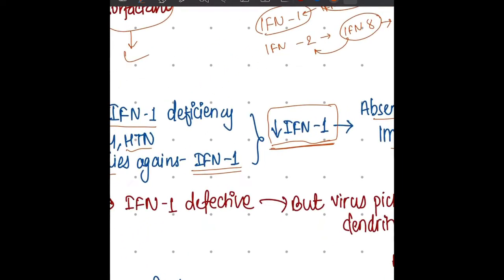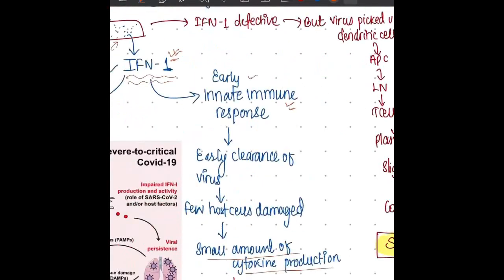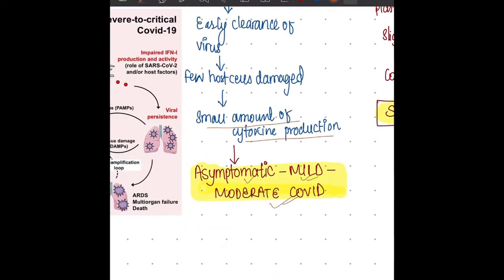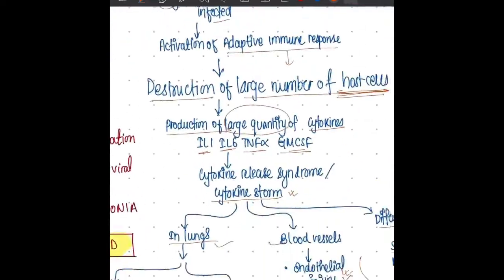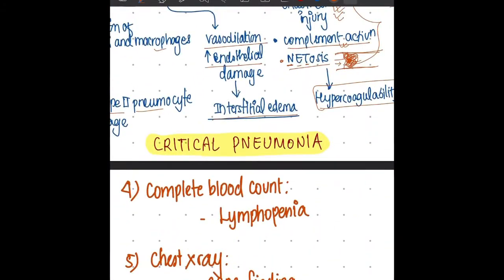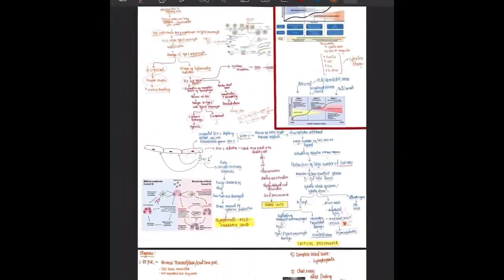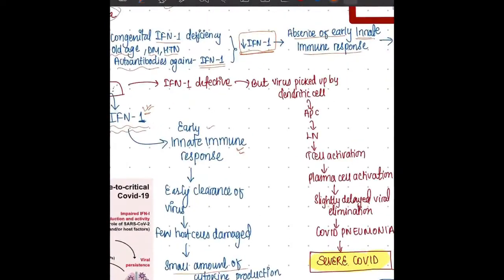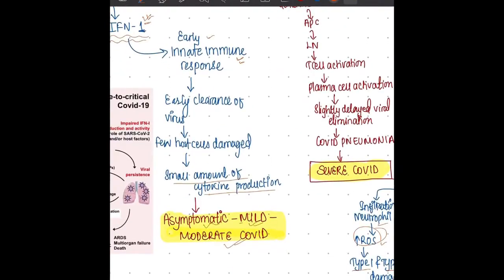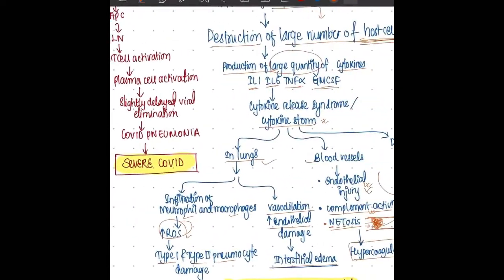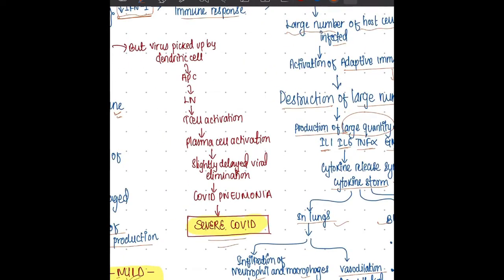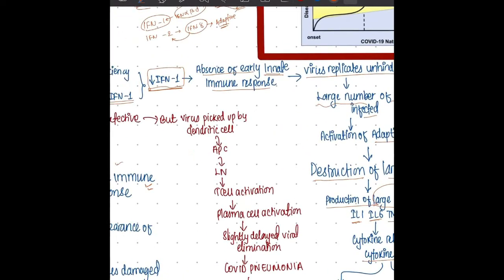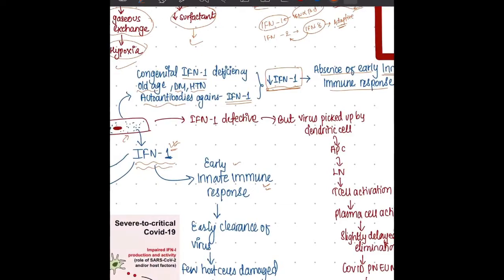So this is the pathogenesis. This explains why some cases develop only asymptomatic or mild to moderate symptoms, and why some cases go on to critical pneumonia, critical COVID. Now in between mild to moderate COVID and critical pneumonia, there is a severe form of COVID, which is a sort of middle ground between completely absent interferon 1 and completely normal interferon 1.